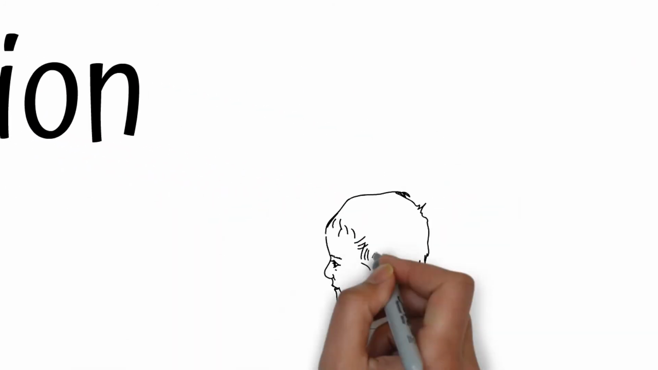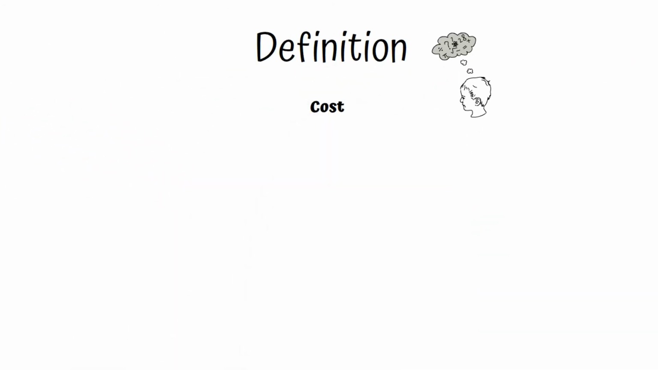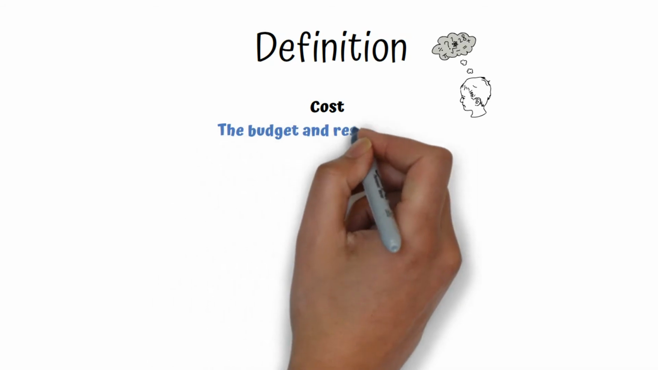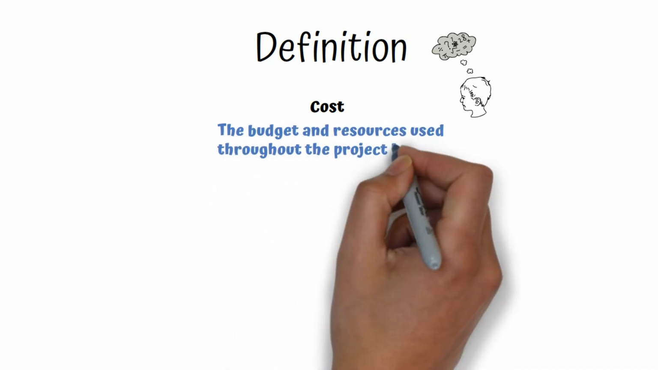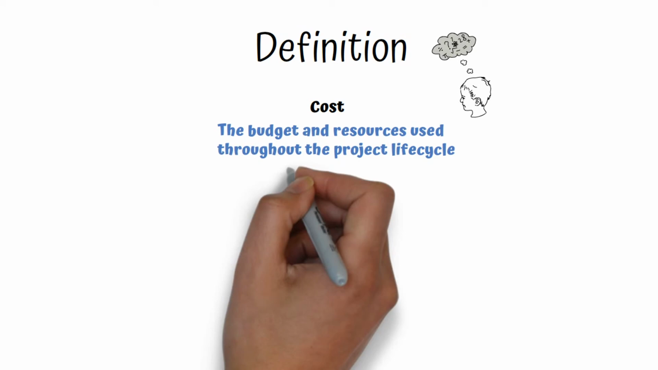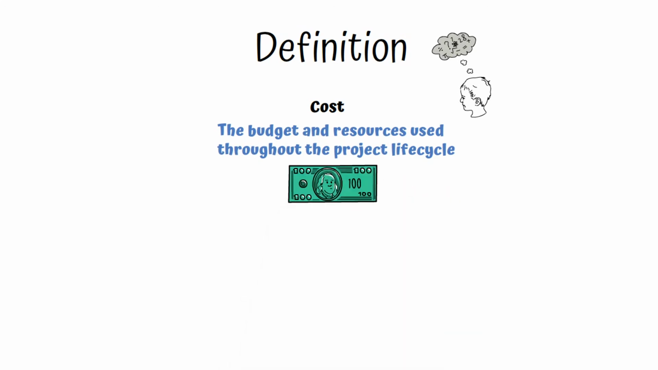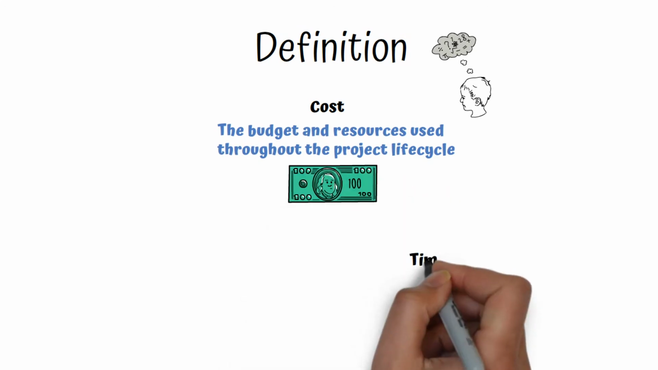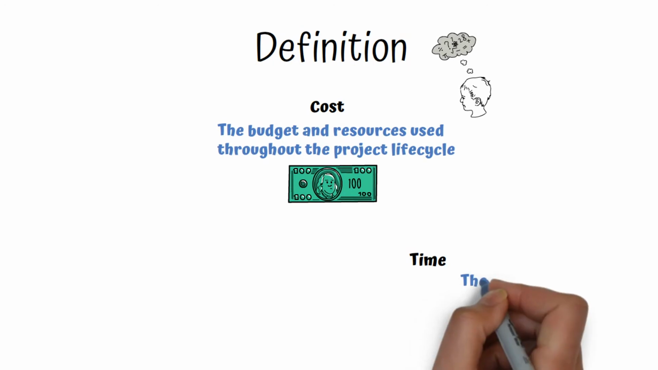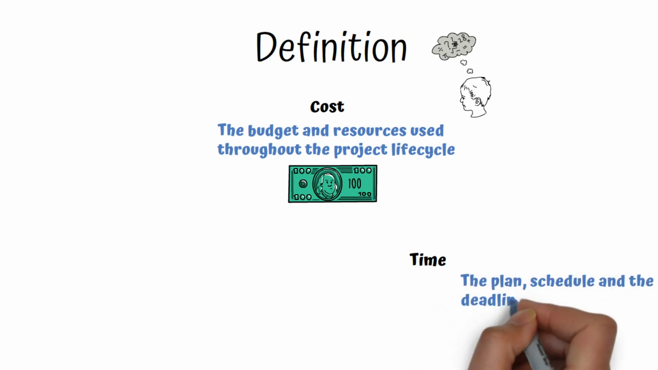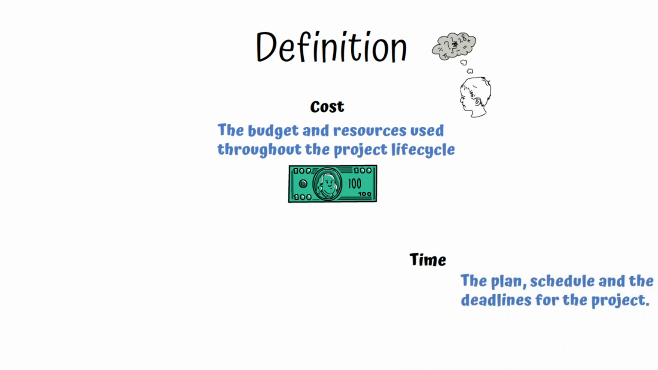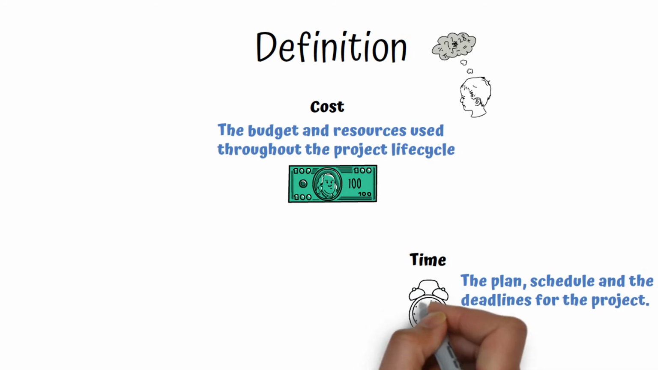Let's start with the meaning of each component in a bit more detail. Cost refers to the budget and resources used throughout the project lifecycle. The project must be rational, so an estimation of budget, resources and human hours are needed to avoid overspending. Time is the plan, schedule and the deadlines for the project. All projects must be delivered within a time frame, but it must be evaluated whether it's realistic to deliver a task in a defined time.